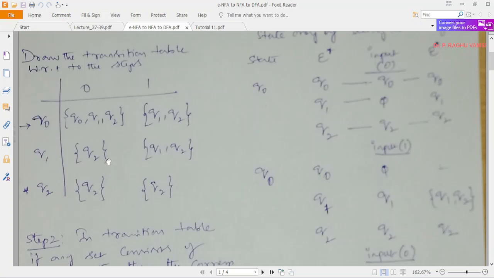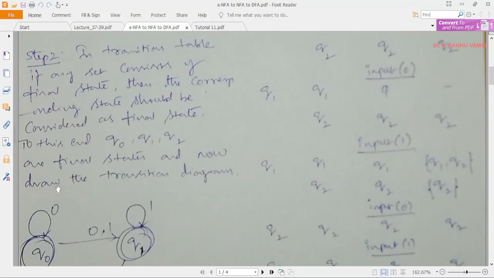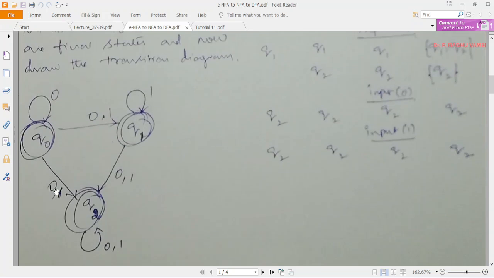The same way Q1, for the input 0 going to Q2, and for input 1 going to Q1, Q2, and this particular set is also having the final state, so Q1 can be declared as the final state. And Q2 upon 0 going to Q2, which itself is the final state, and on 1 also itself is the final state. So now we got Q0, Q1, Q2 are the final states. So with these final states, now we'll draw the transition diagram.